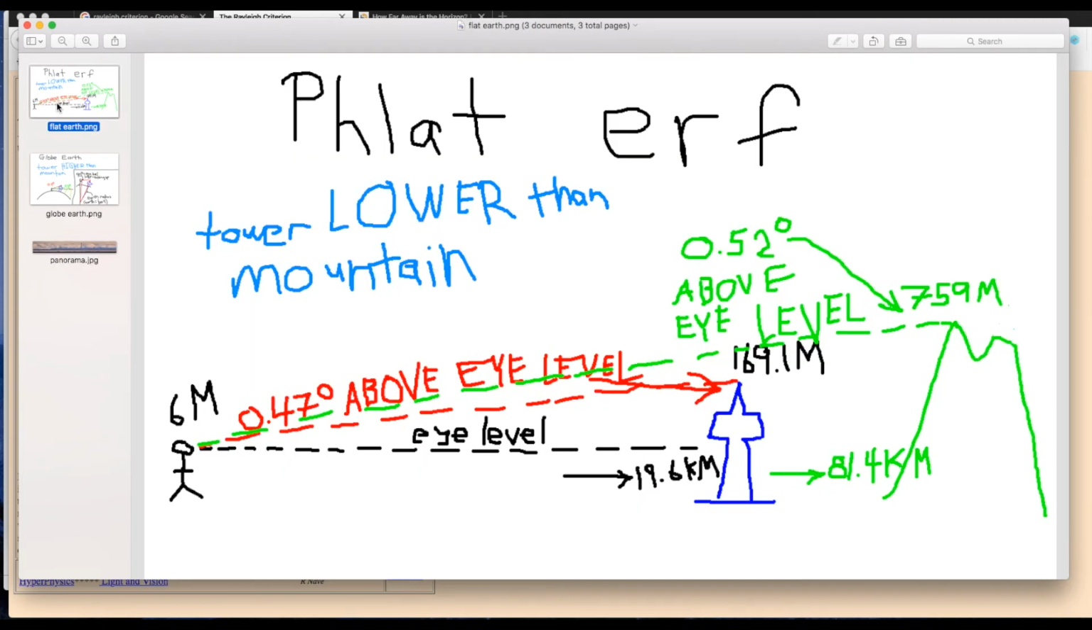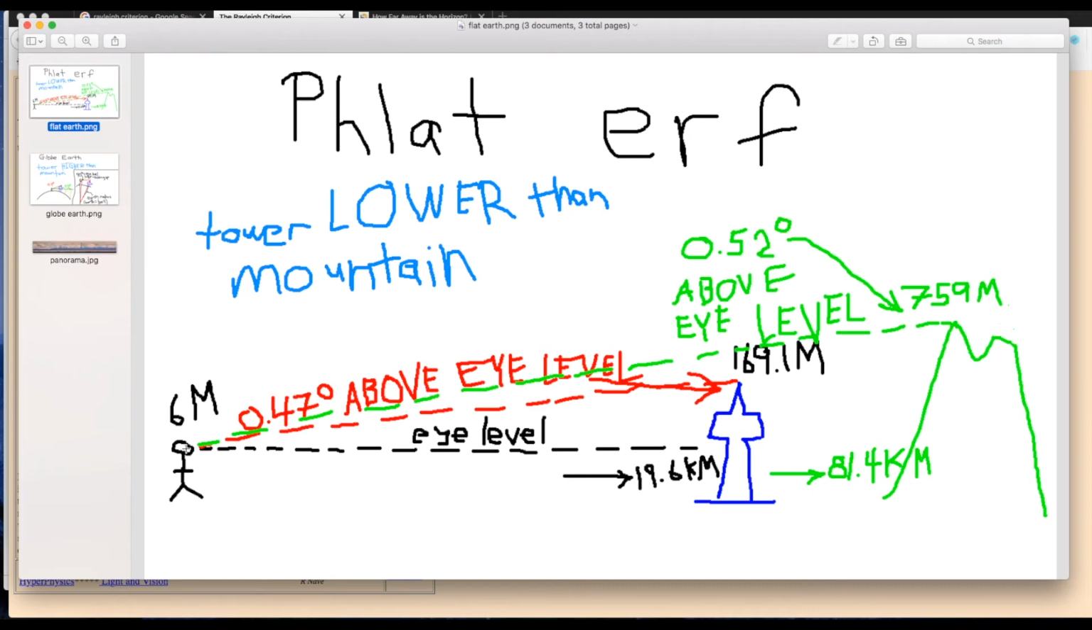The last point I'd like to bring up is something that this flat earther kept saying in the comments: that if you just move the camera up or down, or zoom in, zoom out, or move forward or backward or whatever, everything changes, and it's just the perspective that shifts, and that's why the tower appears to be higher than the mountain behind it.